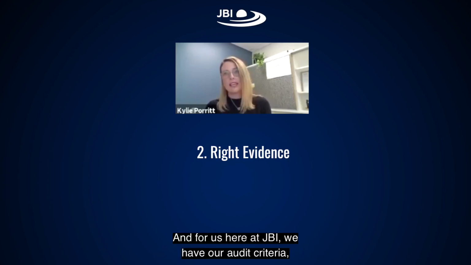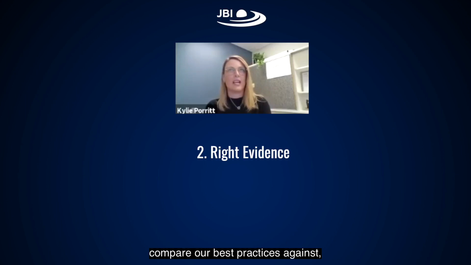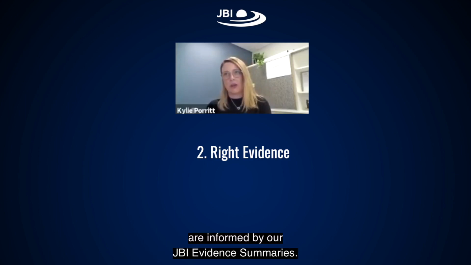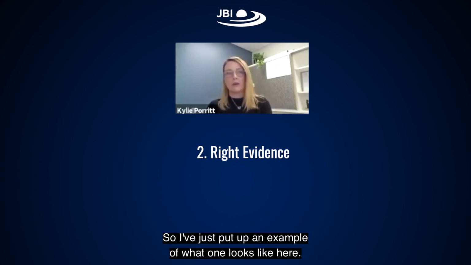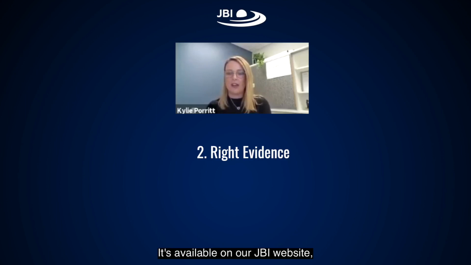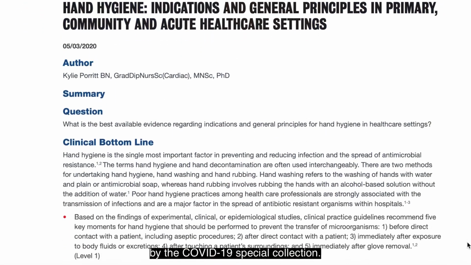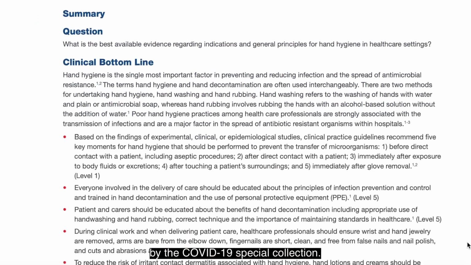And for us here at JBI, the audit criteria that we develop and compare our best practices against are informed by our JBI evidence summaries. I've just put up an example of what one looks like here. This is an example of a hand hygiene evidence summary. It's available on our JBI website via the COVID-19 special collection.